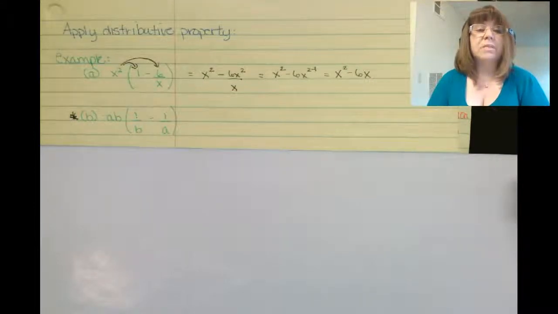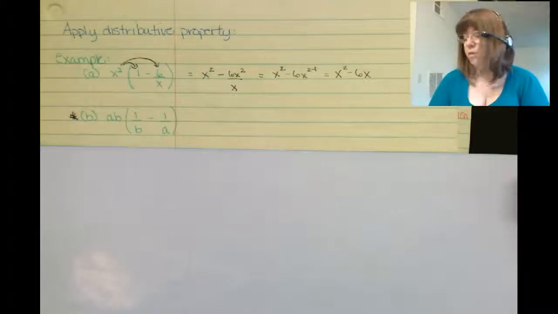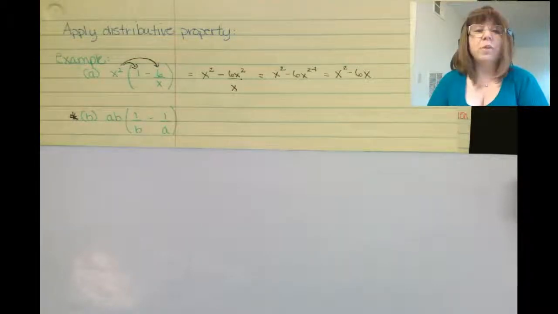Now what I'd like you to do is to work through this next problem: distribute the AB across the 1 over B minus 1 over A, and make sure that you do reduce your final solution. Go ahead and turn that problem back in, for credit for your video problem.